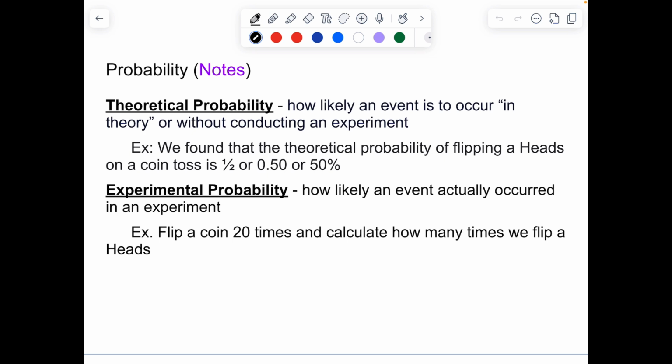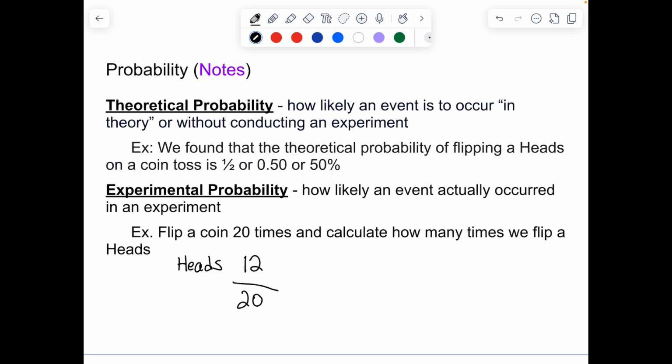Experimental probability, on the other hand, is how likely an event actually occurred in an experiment. So for example, if we flip a coin 20 times and we calculate how many times we flipped heads on our coin toss, that would be an example of experimental probability. So let's say we did this experiment, okay, and then after flipping the coin 20 times, we found that we got heads 12 times out of the 20. Okay, so we would say then that our experimental probability is 12 out of 20.